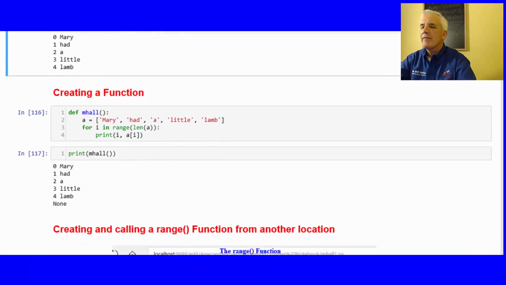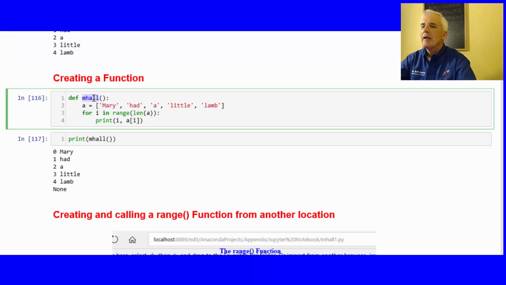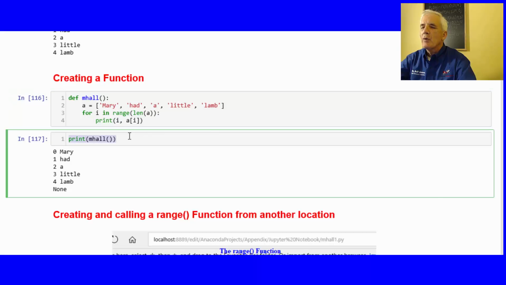So now we're going to create a function. Mary had a little lamb, and we're going to print that function. And this is what we come up with, same thing as above, except it terminates with a None.